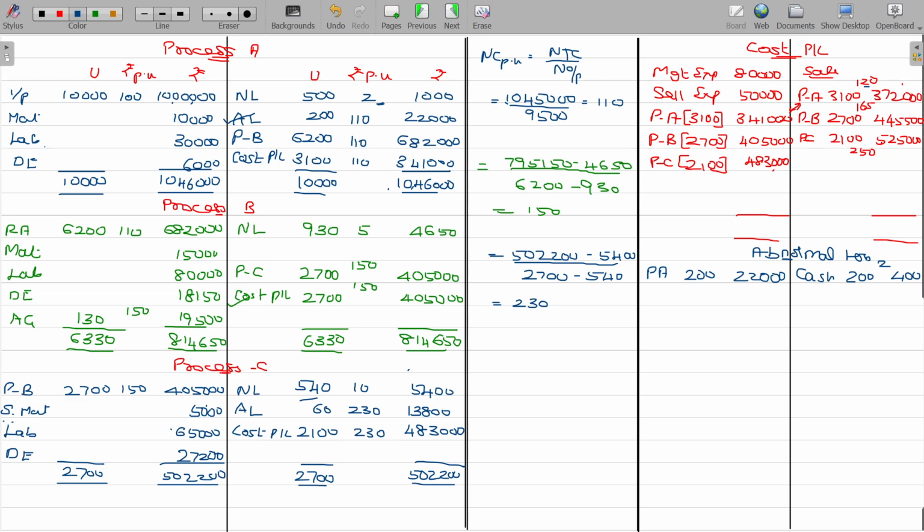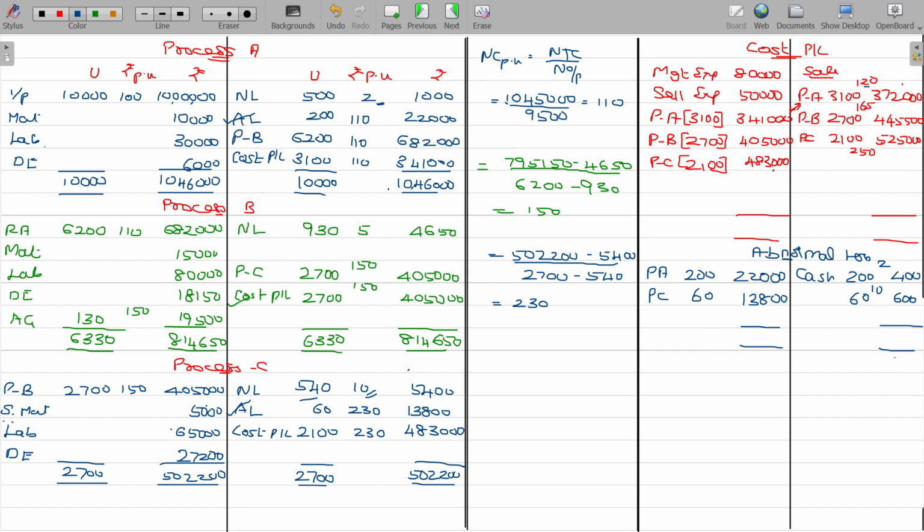Apart from that, we get the abnormal loss again in process C, where 60 units were lost. The value being 13,800. Any abnormal loss may be considered as a normal scrap and can be saleable at that rate. So 60 units can be saleable at what rate? Here being 10 rupees. So at 10 rupees you can finish up selling. So 600 will be considered as the amount recovered. Beyond that, whatever the amount you have is the ultimate abnormal loss transferable to the costing P&L account.